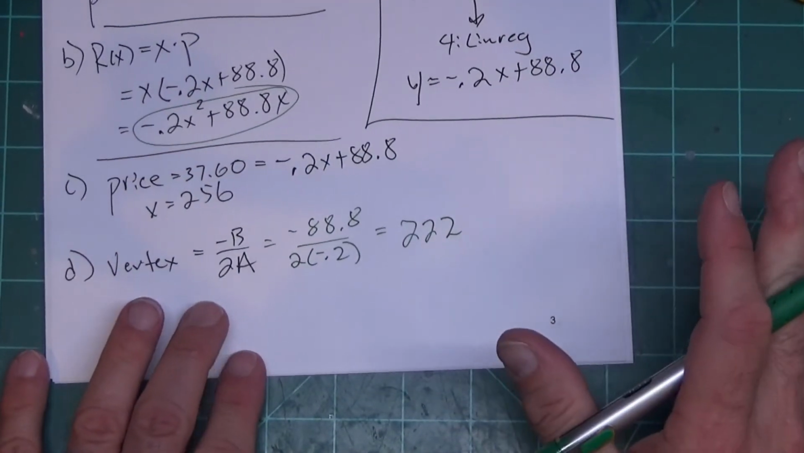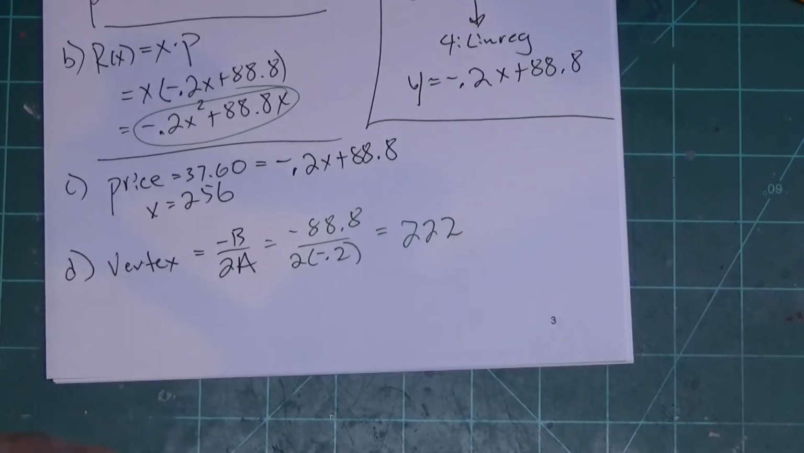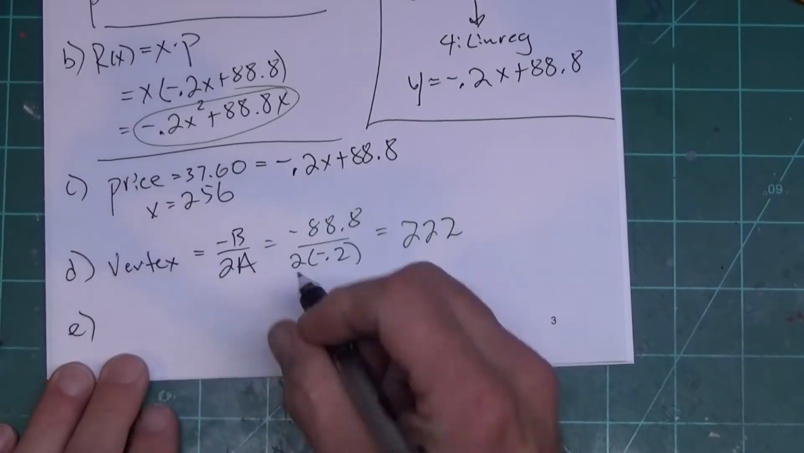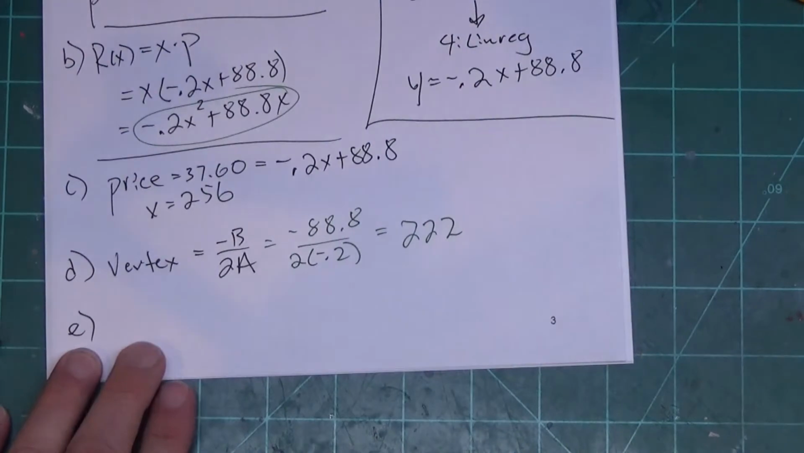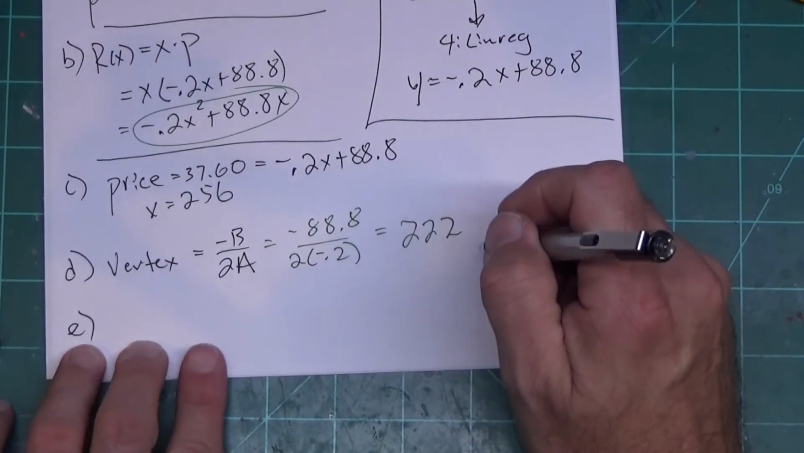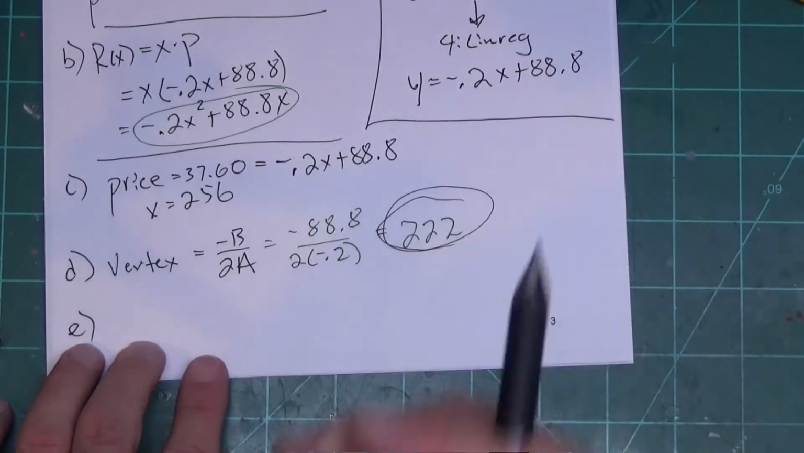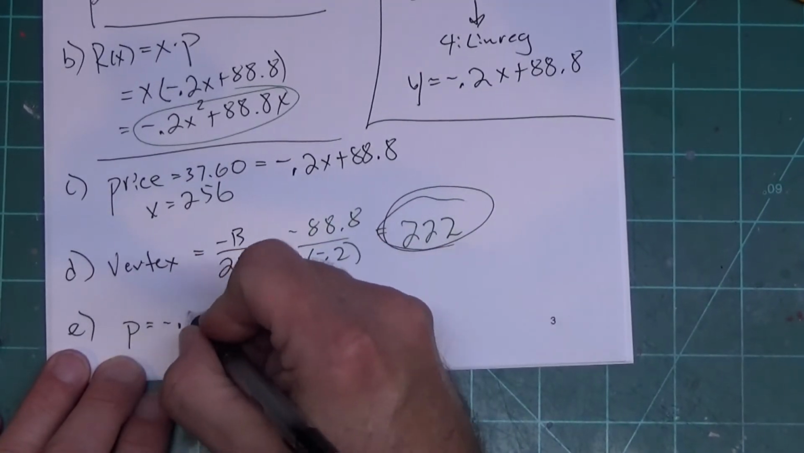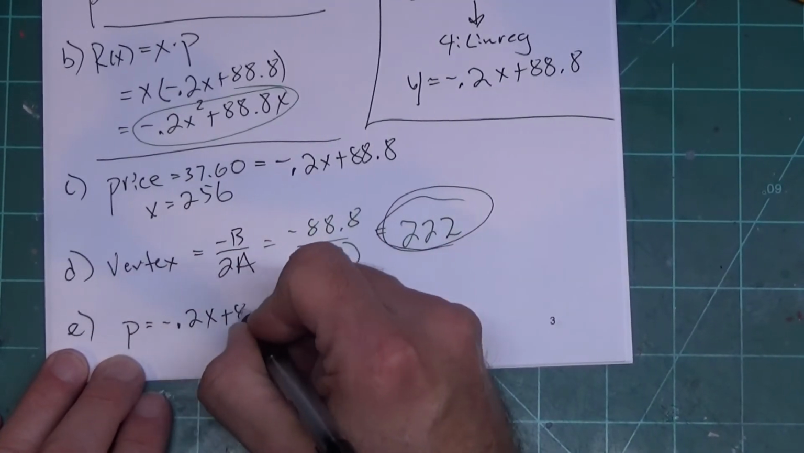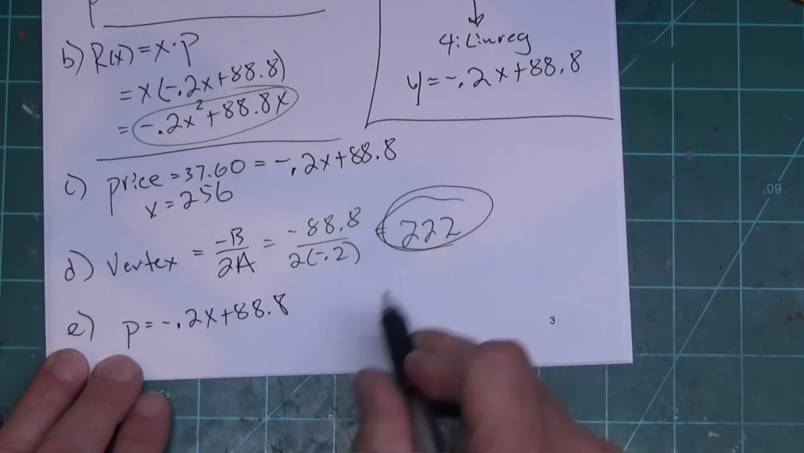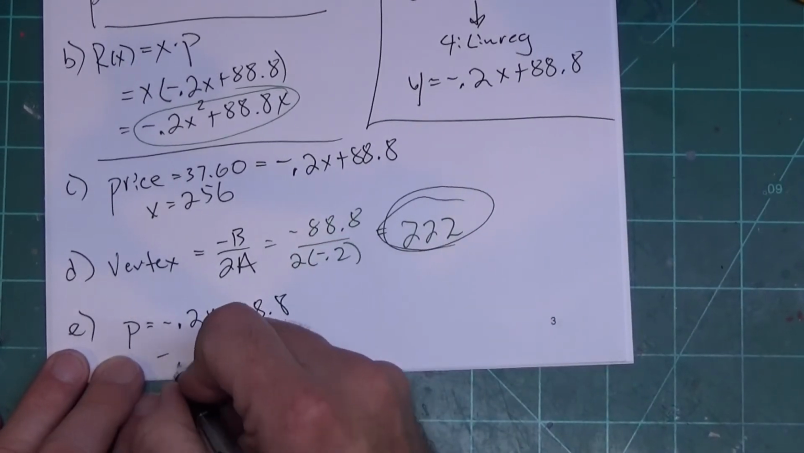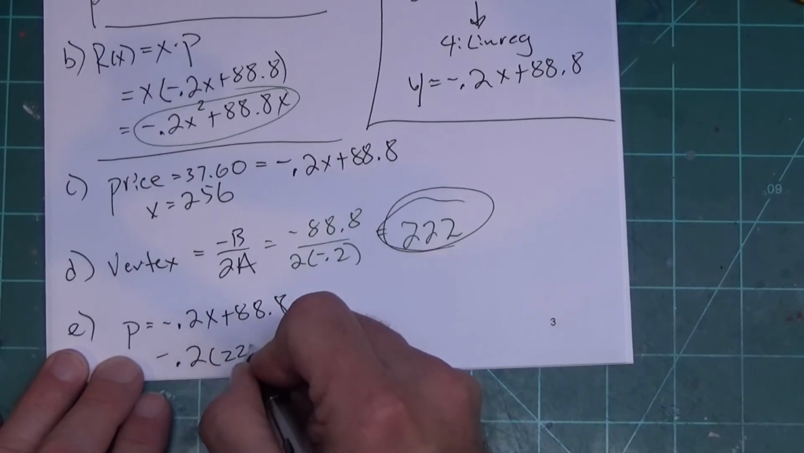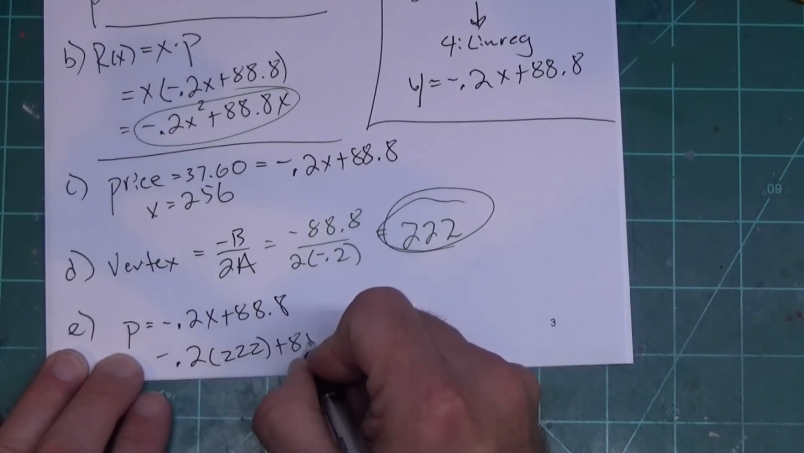Now we're almost done because there's a part E and that's it. And I don't need much room. On part E, it says determine the price that will maximize revenue. Okay? I'm going to use this number of items right here, and I got to use the demand equation. Remember, that was P equals negative 0.2x plus 88.8. And all we want to do is plug that in for x. So it would be negative 0.2 times 222 plus 88.8.